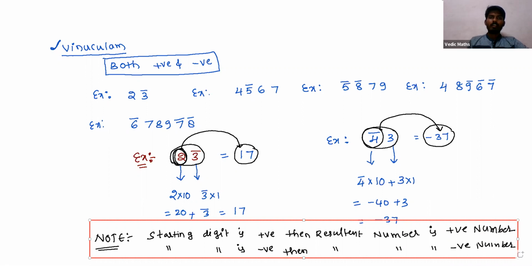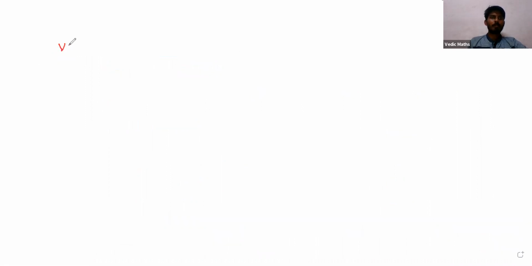Okay, right. Let us try to understand a few concepts here regarding vinculum numbers. A vinculum number is nothing but a combination of both positive and negative digits. In regular mathematics, we do not allow vinculum numbers. Yes or no? For that reason, we have to convert vinculum numbers into normal numbers. So for that reason, we are focusing on conversion.